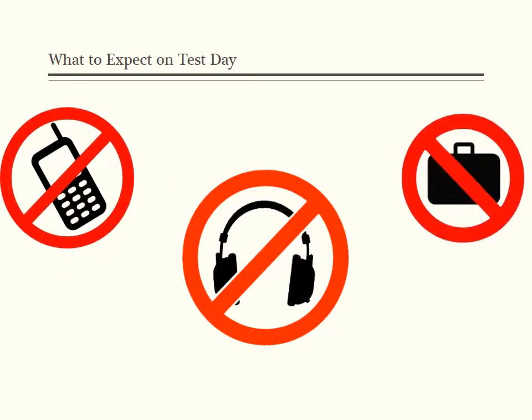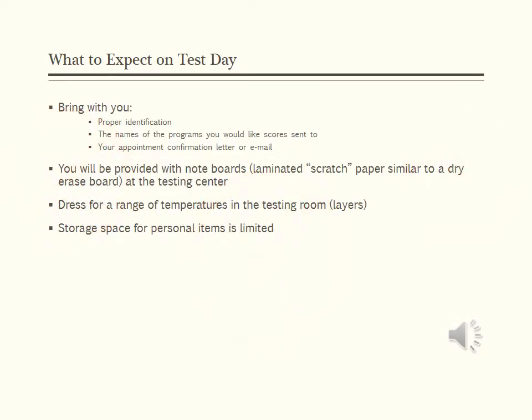So what can you expect on test day? Well, like most testing centers, it is important for you to remember to bring your proper identification, the names of the programs you would like your scores sent to, and your appointment confirmation letter or email. You will be provided with noteboards, laminated scratch paper, similar to a dry erase board, at the testing center. It is also important to note that you should dress for a range of temperatures in the testing room. Finally, storage space at testing centers can be limited, so make sure you only bring what you need.